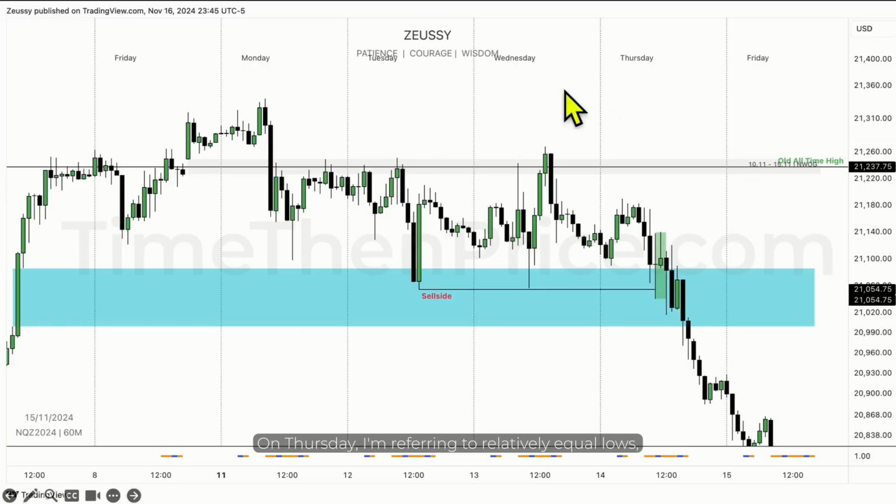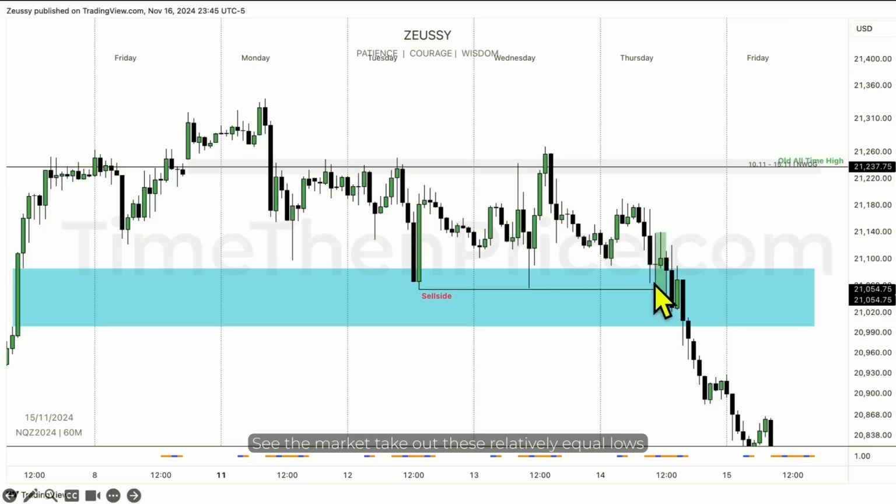On Thursday, I'm referring to relatively equal lows which got formed inside of the range low of that RBC. Meaning, if we do not see price trade away from that range low or range high right away after having traded into that, price is likely going to have another dive deeper into it before offering potential buy side. Listen to that again if you do not understand it yet.